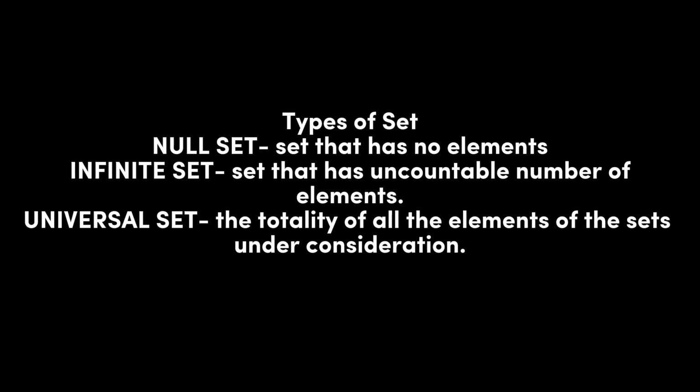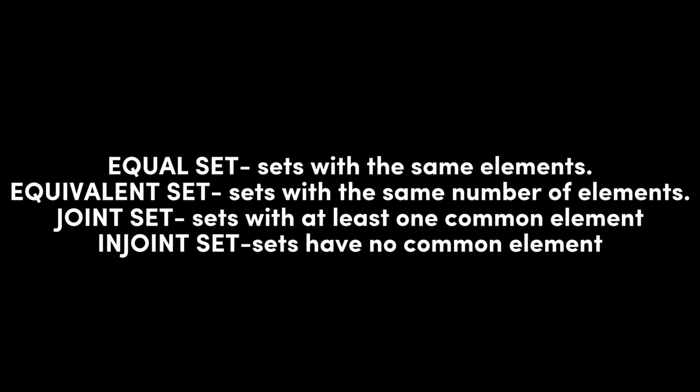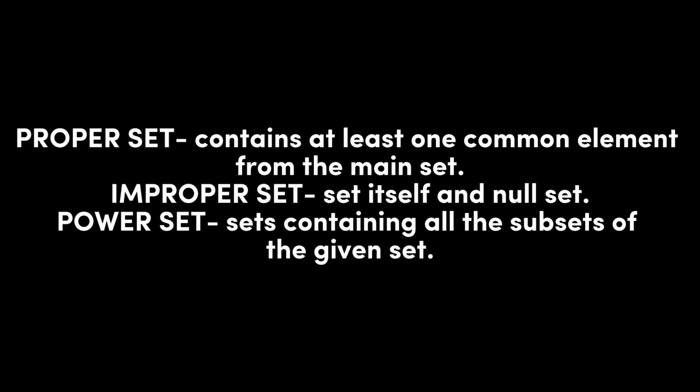Infinite set: a set that has an uncountable number of elements. Universal set: the totality of all the elements of the sets under consideration. Equal sets: sets with the same elements. Equivalent sets: sets with the same number of elements. Joint sets: sets with at least one common element. Disjoint sets: sets that have no common element.